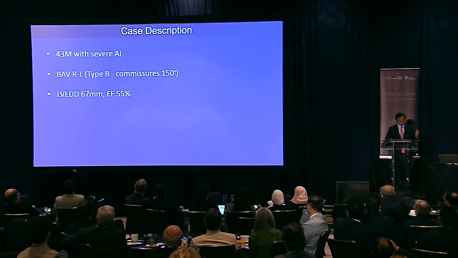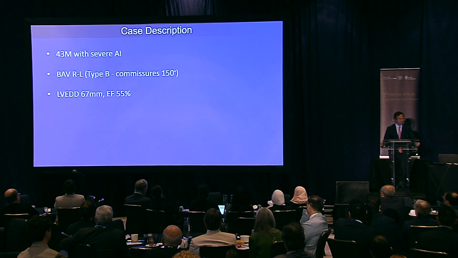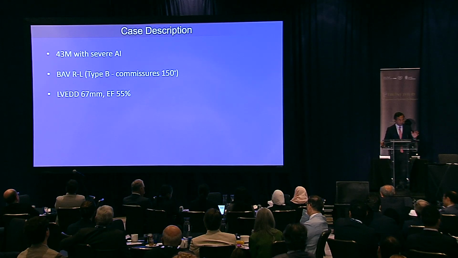So this is the case I'll show you. This is a 43-year-old patient with severe AI. He's got a right-left bicuspid aortic valve, a type B with commissures at 150 degrees. So really just the typical bicuspid aortic valve.